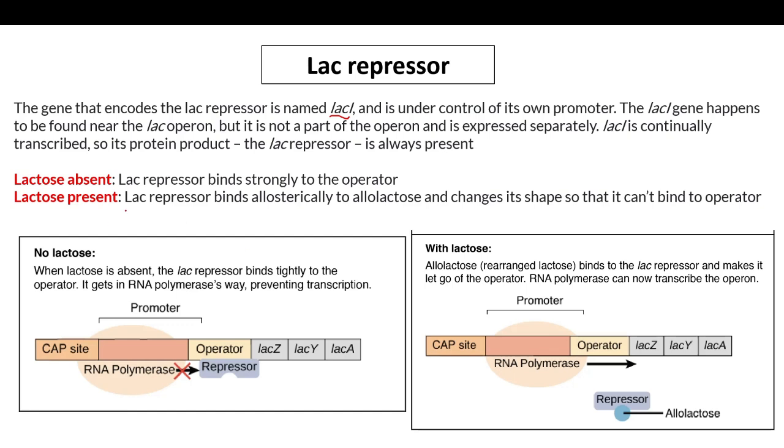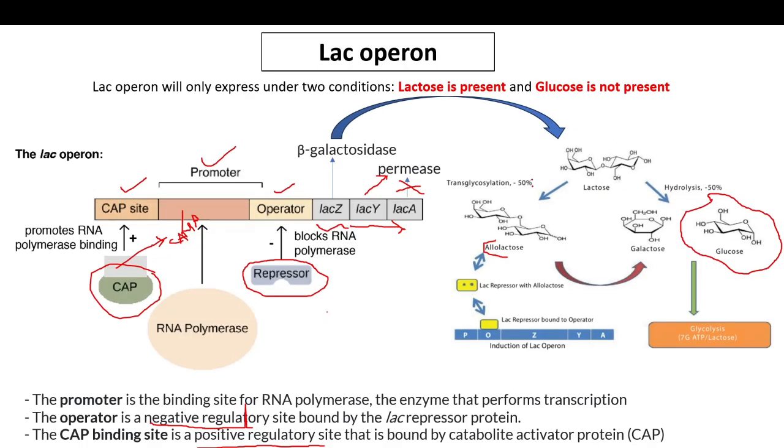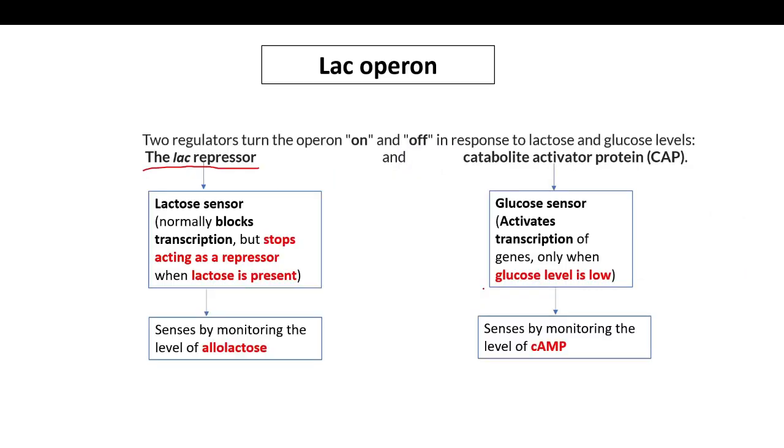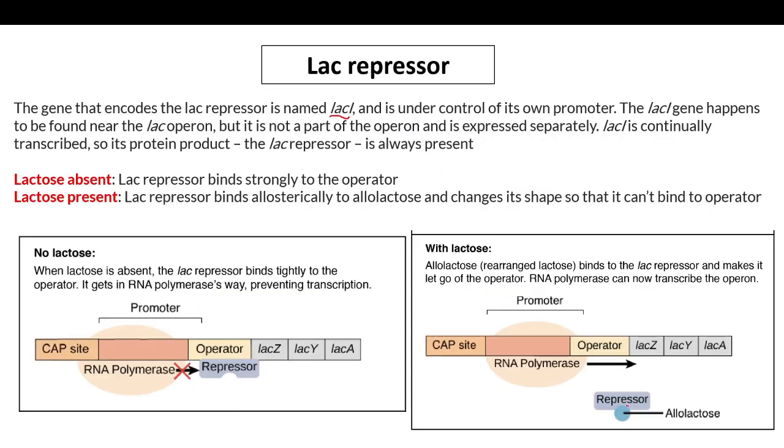But when lactose is present, this lactose is converted into allolactose by transglycosylation, as we talked about. 50% of this lactose is converted into allolactose. Why is allolactose important? Because it can now allosterically bind to this repressor. There is an allosteric site where this allolactose will bind. This will only happen when lactose is present and it is transglycosylated to allolactose.